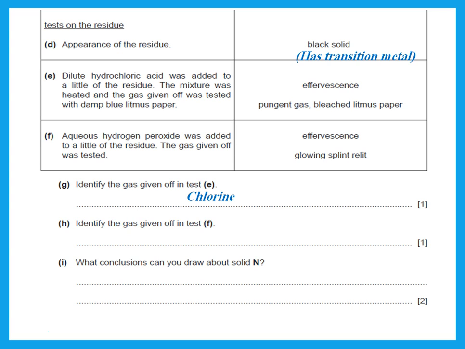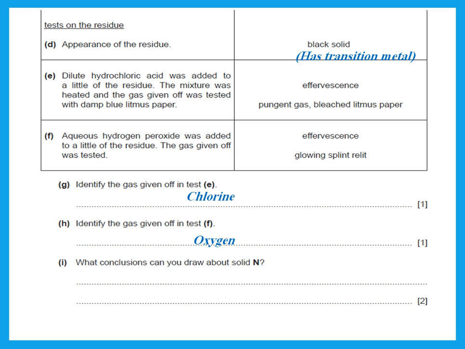Then he added hydrogen peroxide, and it gave off a gas, effervescence, and a glowing splint relit. Which gas relights a glowing splint? Oxygen. I'm going to remind you that hydrogen peroxide in this syllabus is just used as a solution to which I add a catalyst and it gives off oxygen. So if I add something to hydrogen peroxide and it gives off oxygen gas, that means that thing is a catalyst.